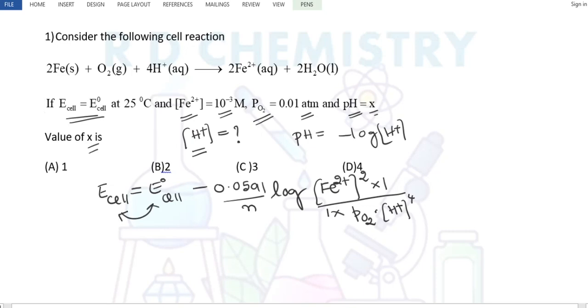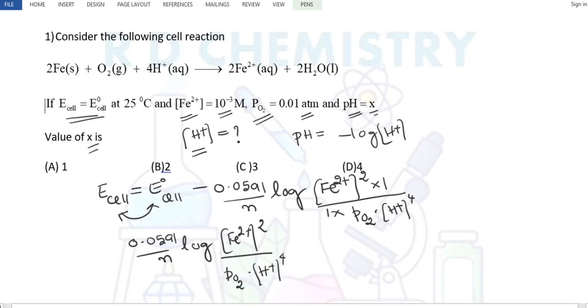Correct? Now when you bring it on the other side it becomes 0. So I can rearrange it: 0.0591 divided by N log of Fe2+ concentration square divided by pressure of the oxygen O2 into H plus concentration to the power 4, which is equal to 0. Correct? Now, log of Fe2+ concentration square divided by pressure of the oxygen O2 into H plus concentration to the power 4 is again equal to 0.